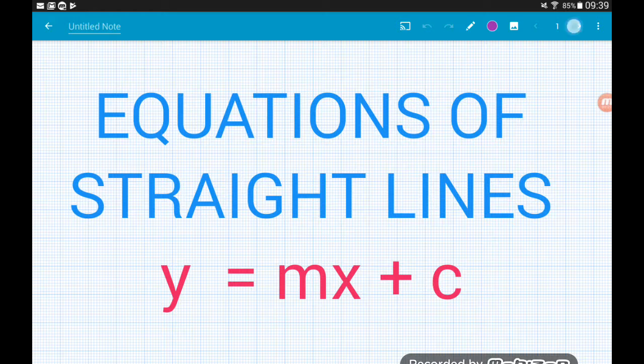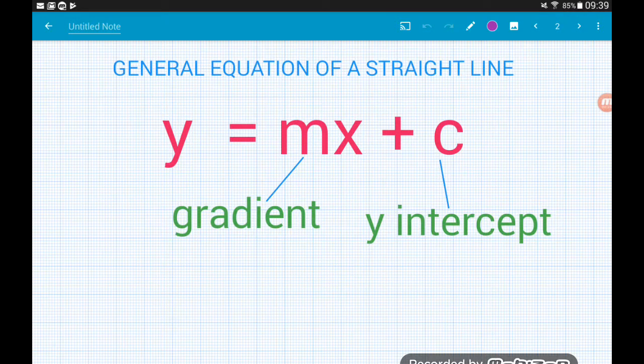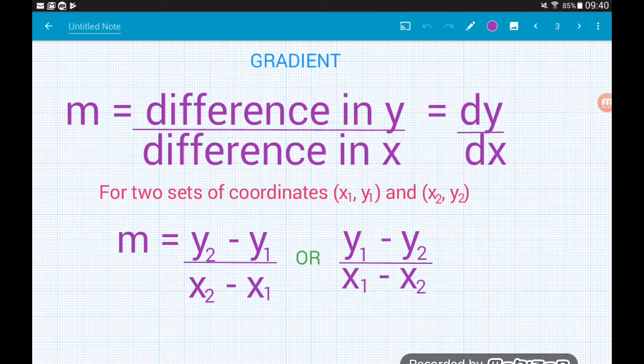So first of all, make yourself aware of the general equation of straight lines. y = mx + c. So m is the gradient and c is the y-intercept. So remember that to find the gradient, we find the difference in our y values and then divide that by the difference in our x values, which we can think of as dy over dx.